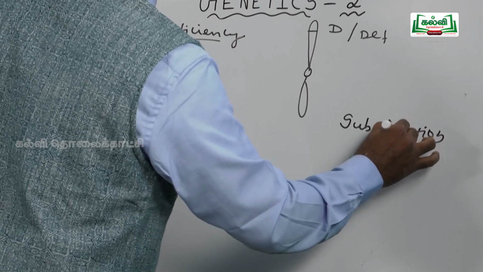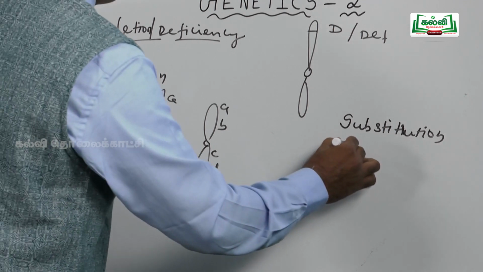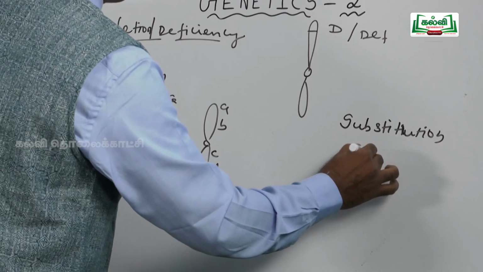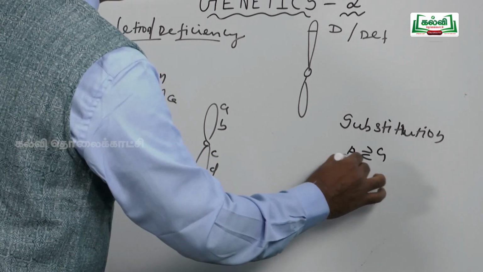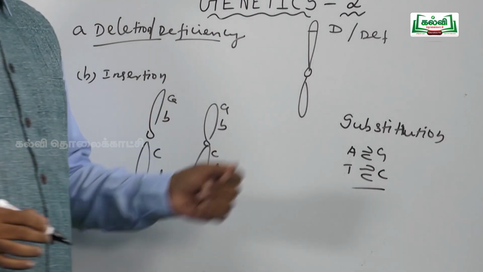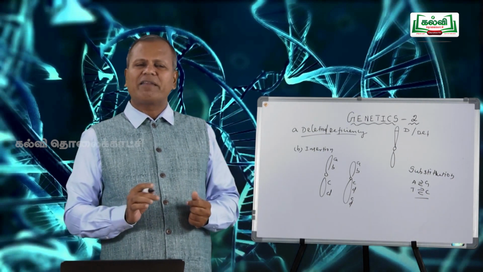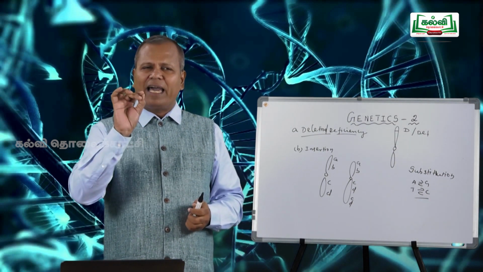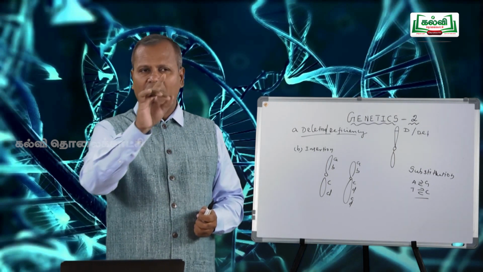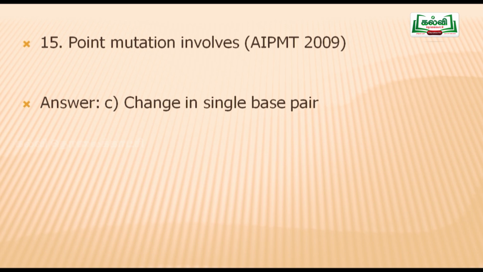This represents substitution, a gene or point mutation. One nitrogenous base is replaced by another, and we call it a substitution mutation. A purine replaced by a purine, or a pyrimidine by a pyrimidine, is called a transition. A purine replaced by a pyrimidine, or a pyrimidine by a purine, is said to be a transversion. So the correct answer for question number 15 is option C, change in single base pair.